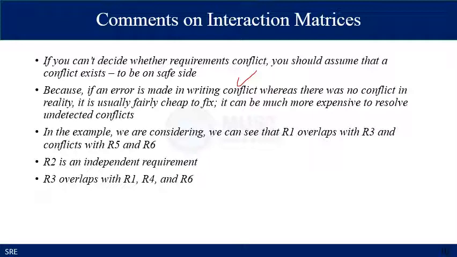So in the example we are considering, you can see requirement 1 overlaps with requirements 3, 5 and 6, and requirement 2 is an independent requirement. Requirement 3 overlaps with requirements 1, 4 and 6.